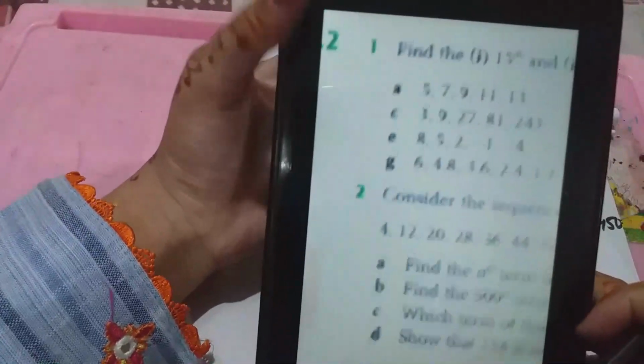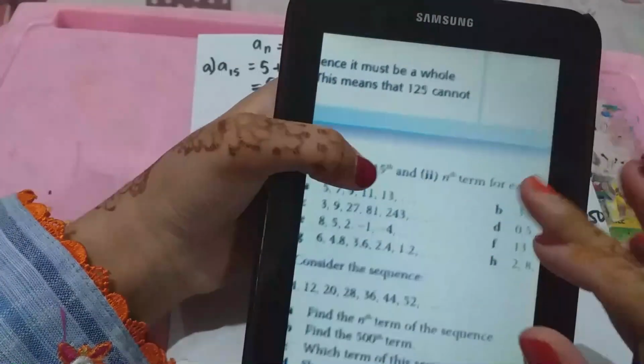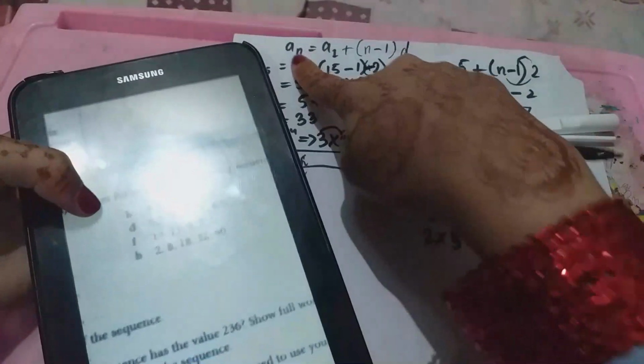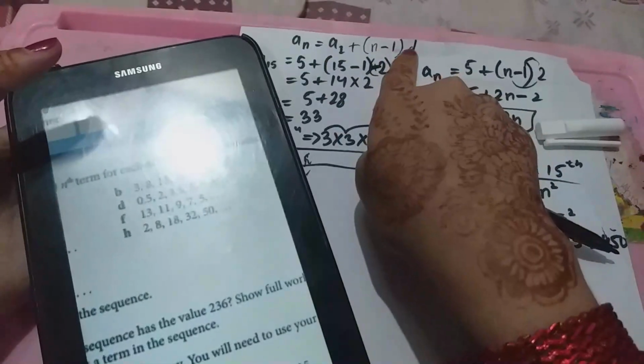Question 1 was quite simple. So in question 1, you had to make the formula yourself or you had to use this formula. But remember, you can use the formula only and only when you have the common difference.